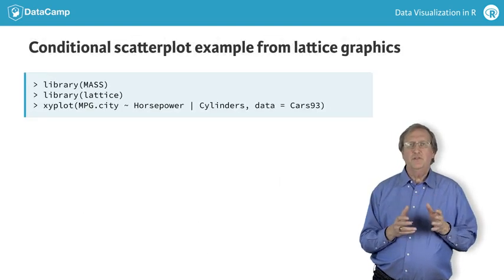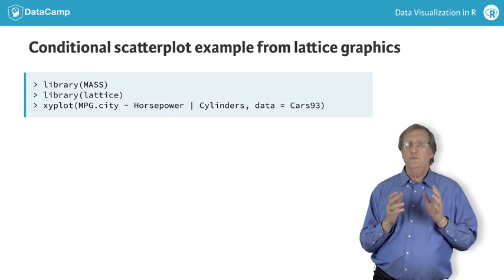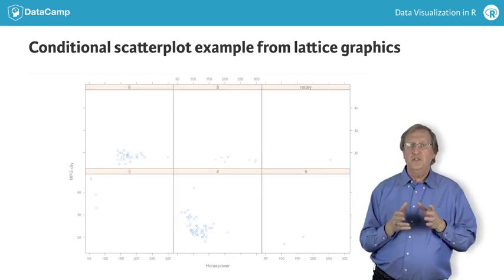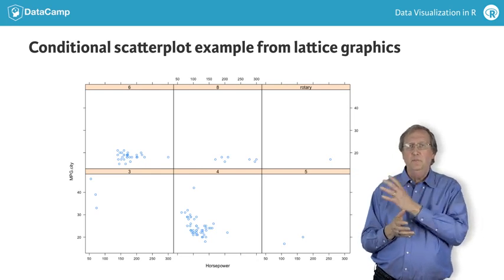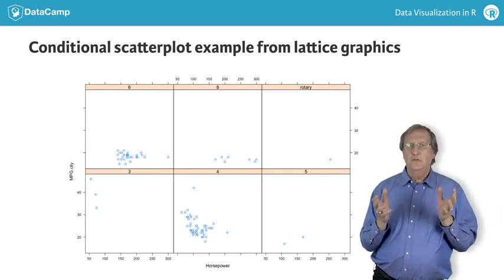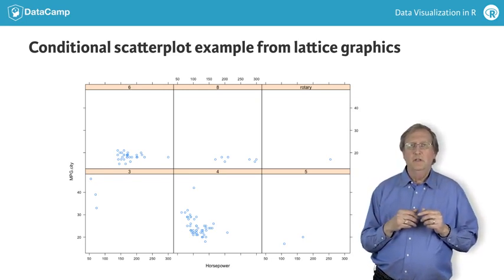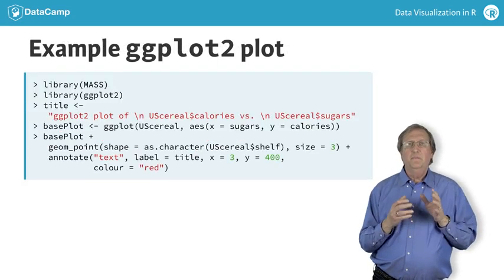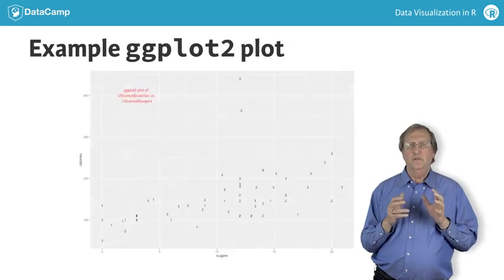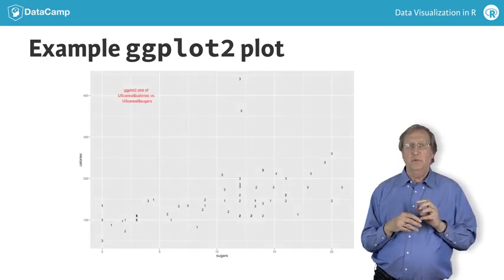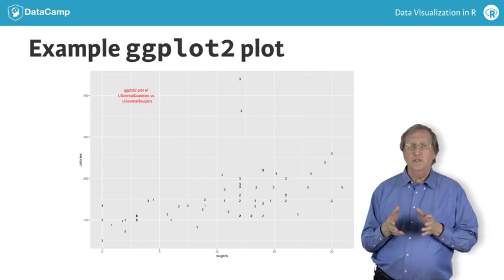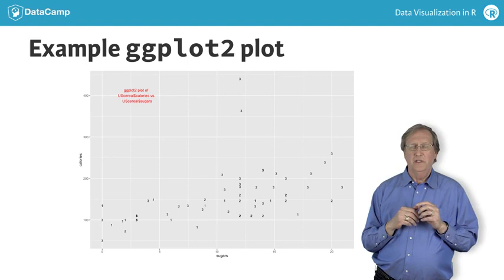This third example illustrates the use of the Lattice package, which makes it easy to construct conditional scatter plots like the one shown here. These plots allow us to see how the relationship between the variables MPG.city and Horsepower from the Cars93 data frame change for different values of the Cylinders variable. Finally, this fourth example gives a simple illustration of how the ggplot2 package can be used to build up more complex data displays by adding new details to a simple plot or modifying those details.